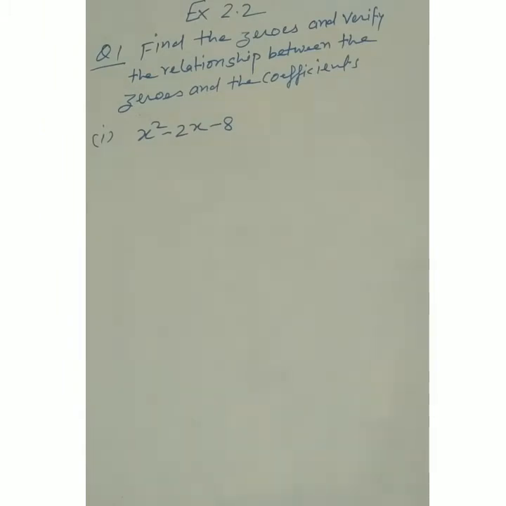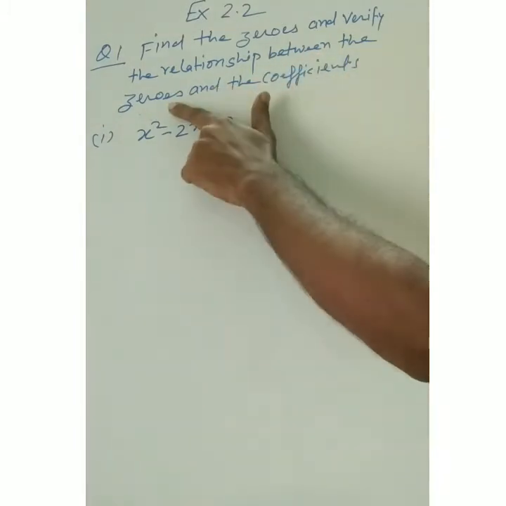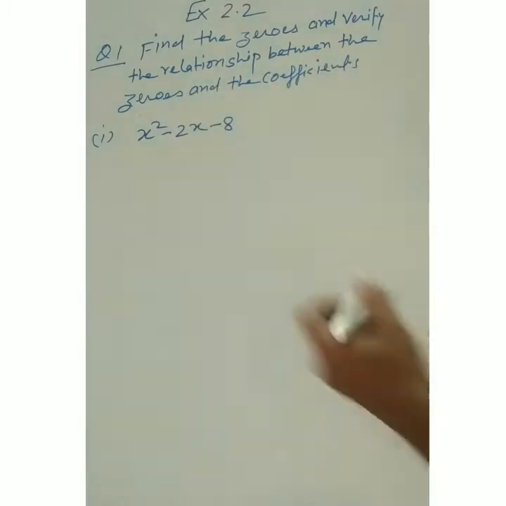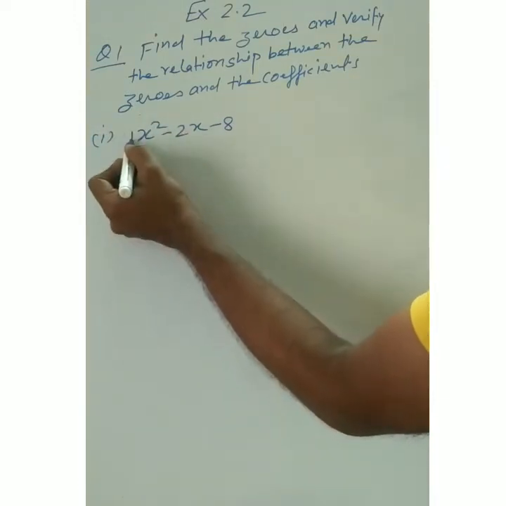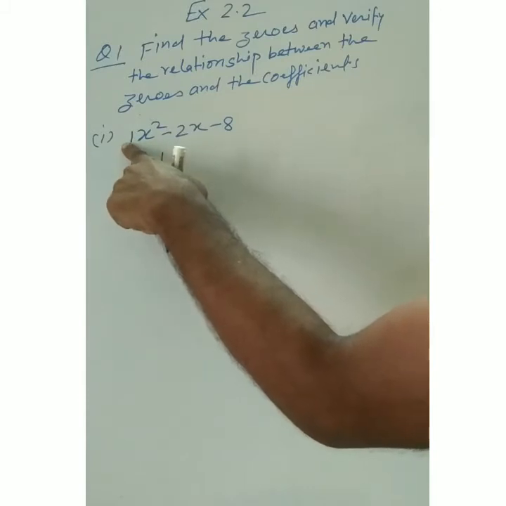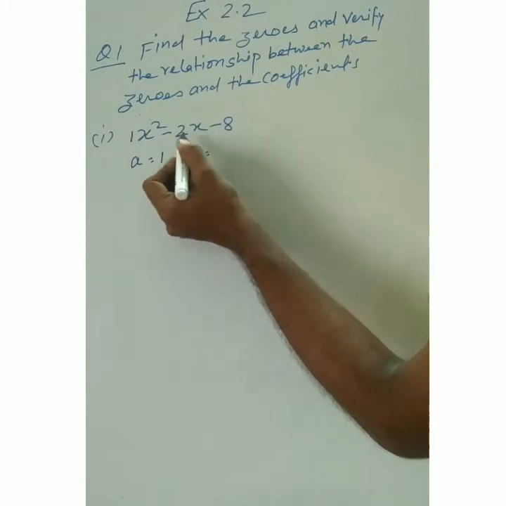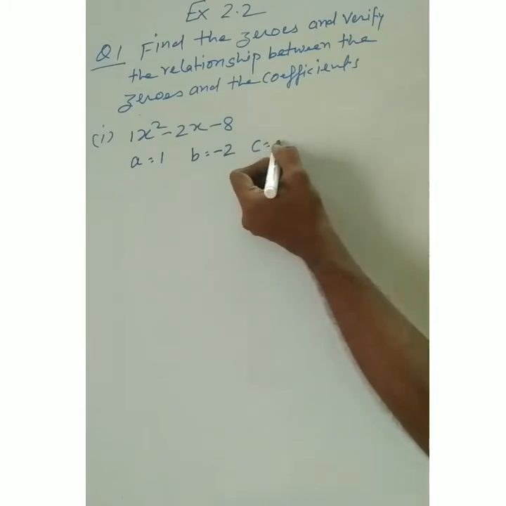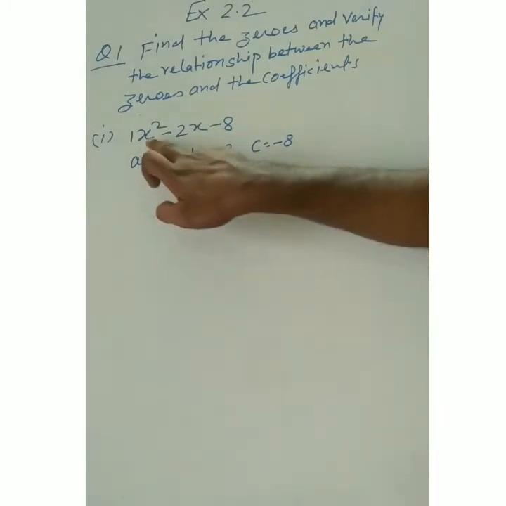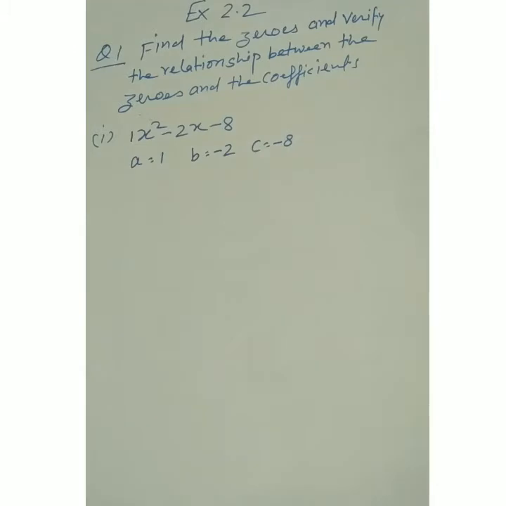In exercise 2.2, we have to find the zeros and verify the relationship between the zeros and the coefficients. We have 3 coefficients here. First is a, which is equal to 1. The coefficient of x square is always a, which is 1. The coefficient of x is always b, which is minus 2. And the constant term is always c, which is minus 8. The coefficient of x square is a, the coefficient of x is b, and the constant term is c.